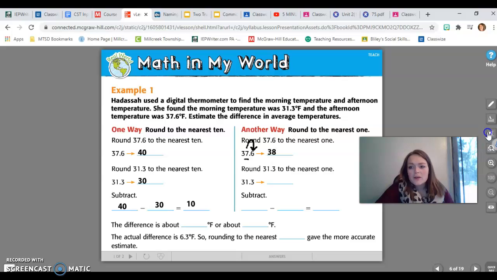Okay, let's look at 31.3. 3 tenths. So I'm looking at my ones column, and does my 3 drop it off or bump it up? Drop it off. This is closer to 31. We're going to subtract 38 minus 31. Whoops. Minus 31 gives me 7.